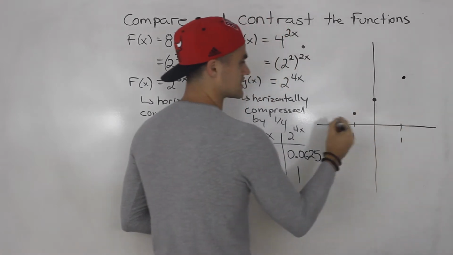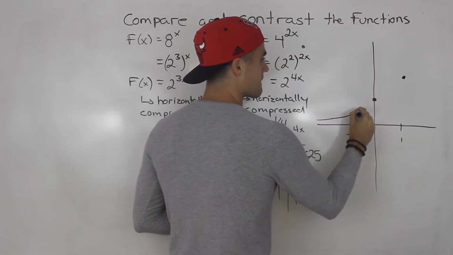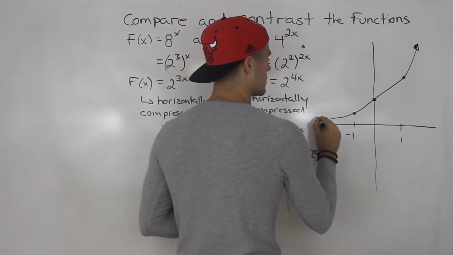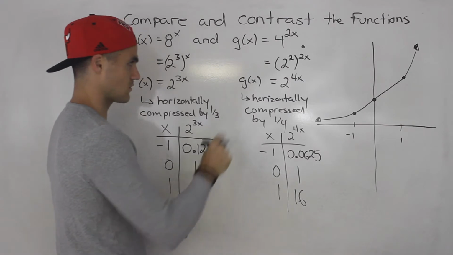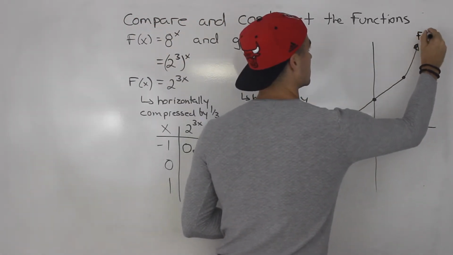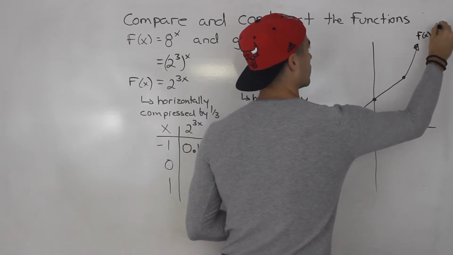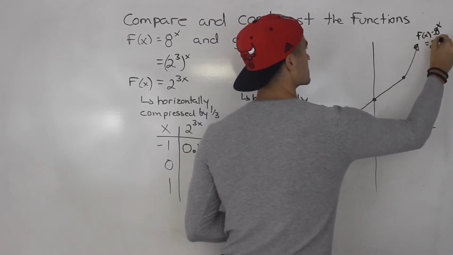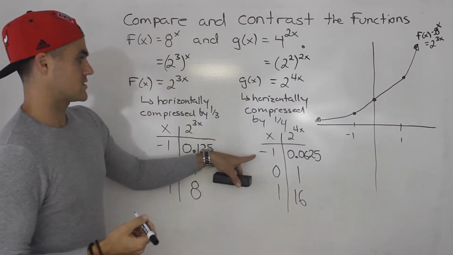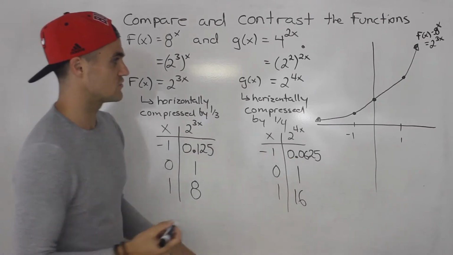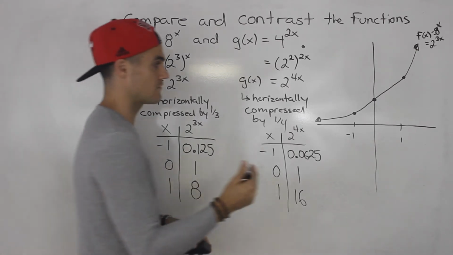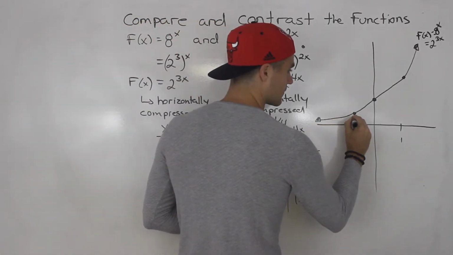This is not necessarily to scale at the moment, but I'm just trying to show you how both will look on the graph. Right, so this one is f of x, 8 to the power of x or 2 to the power of 3x. Both of those are the same function. Now, what if we plot this one? At -1, 0.0625. So 0.0625 is below 0.125. It's a smaller y value, so that's going to be like over here.